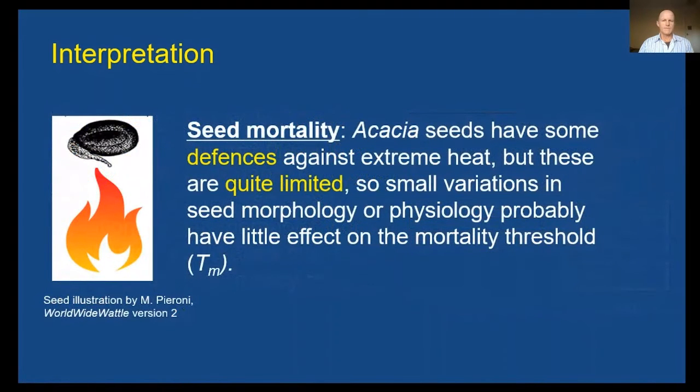On the other hand, in terms of the mortality process, acacia seeds do have some defences against extreme heat, but these are quite limited. So small variations in seed morphology or even the physiology of the seed, and some of that's things like heat shock proteins, probably have very little effect on the mortality threshold temperature.